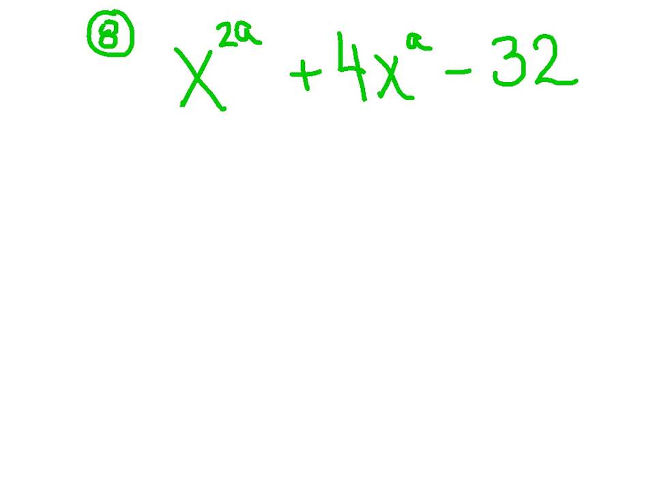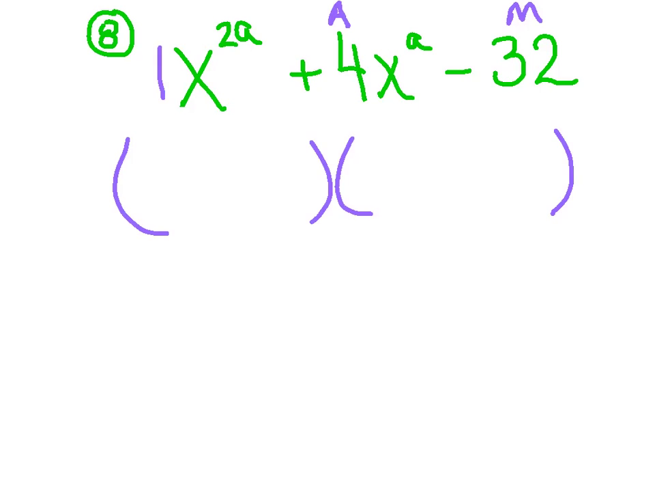So this is a traditional trinomial in the sense that, let's focus on the positives first. Our leading coefficient, our a value up here, is a 1. And now all we have to do is think of two numbers that add up to positive 4 and yet multiply to negative 32 at the same time.